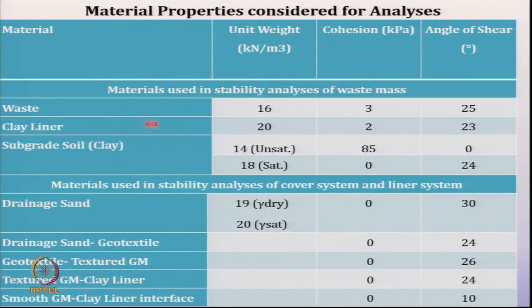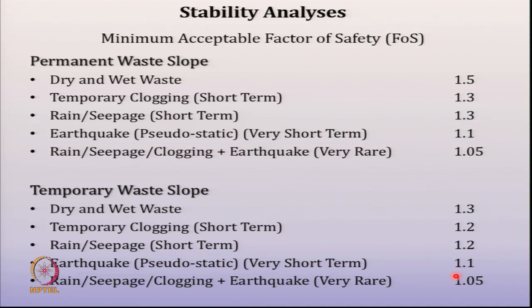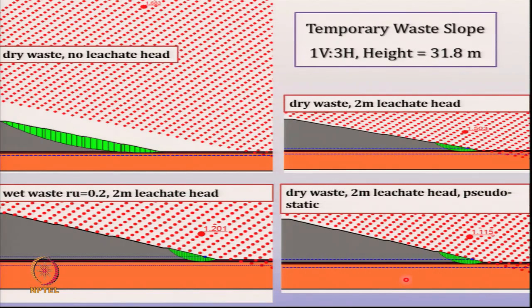And these were the properties that we used: unit weight, cohesion, angle of shear, and these were the interface values that we used. Important thing for you to note is that at the base also we have a liner and smooth geomembrane clay liner interface 10 degrees. Okay? Textured geomembrane clay liner is on the slopes 24 degrees. That is not what we were really analyzing here. And we use the same factors of safety which we have discussed in our earlier class. And here are my results.